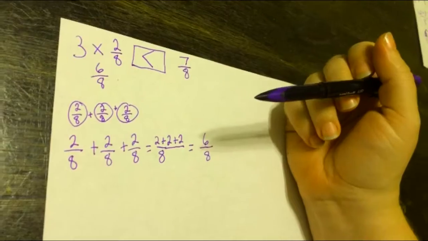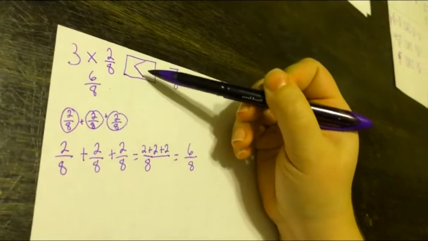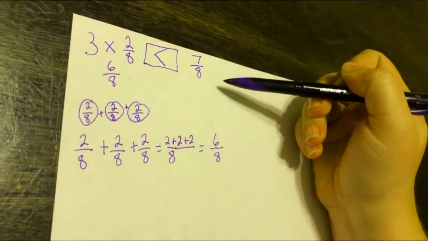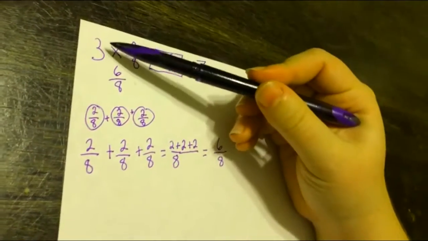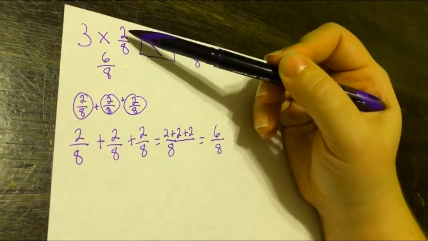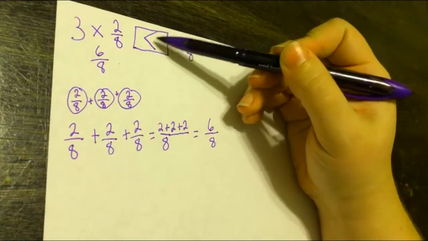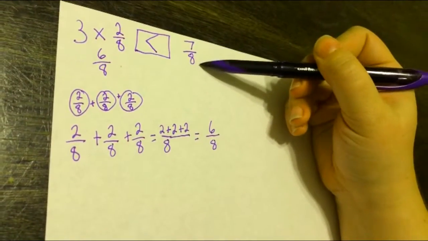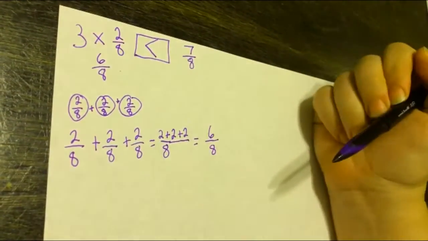The last thing we want to talk about is this sign and how to say this problem appropriately. So when we're comparing, we have 3 multiplied by 2/8, which is less than 7/8, because this is a less than symbol.